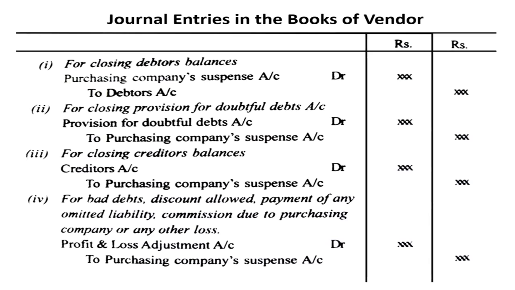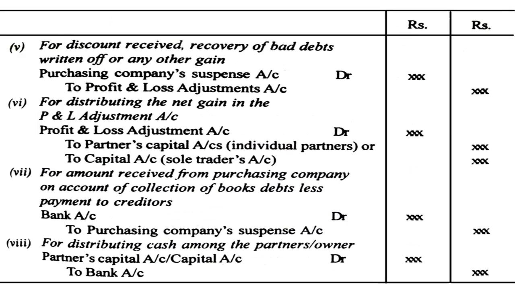For bad debts, discount allowed, payment of any omitted liabilities, commission due to purchasing company or any other loss, the entry will be profit and loss adjustment account debit to purchasing company suspense account. Then next entry for discount received, recovery of bad debts written off or any other gain: purchasing company suspense account debit to profit and loss adjustment account. For distributing the net gain in the profit and loss adjustment account, the entry will be profit and loss adjustment account debit to partners' capital accounts.